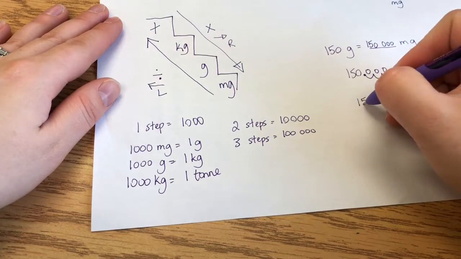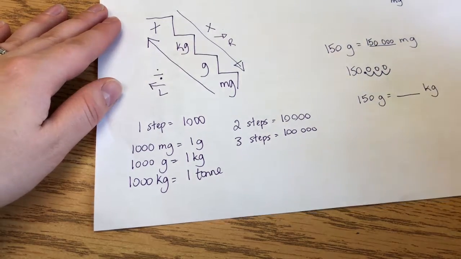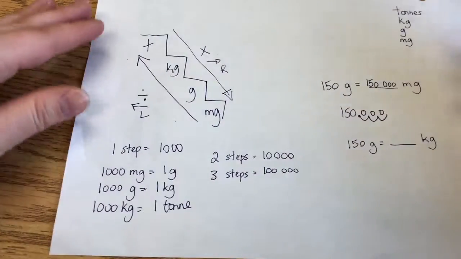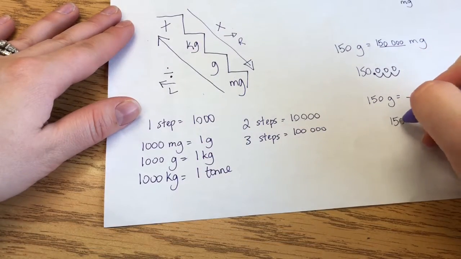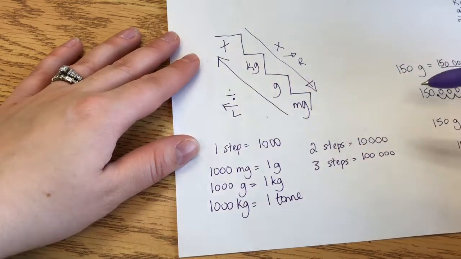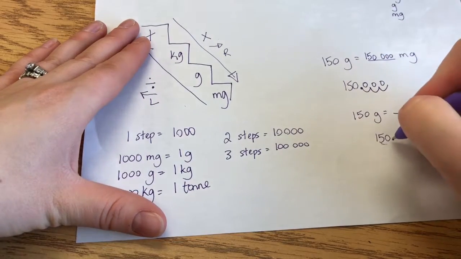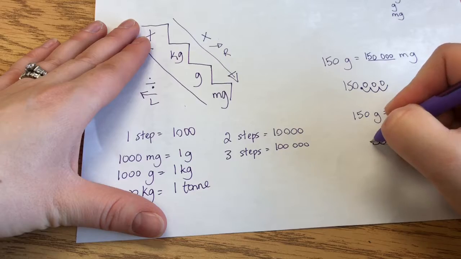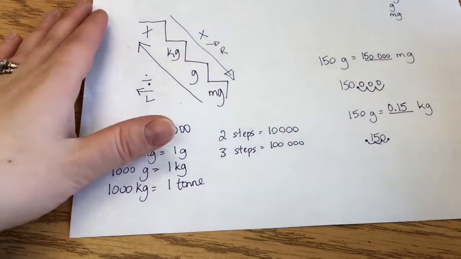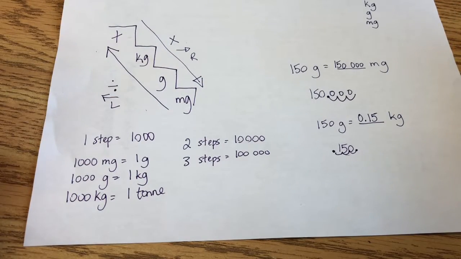Let's go the opposite way. Let's take 150 grams and let's convert it into kilograms. So now we are going up, so we're going to divide or slide our decimal to the left. So now we have our decimal place right here. 3 zeros, 1, 2, 3. So we're going to slide the decimal place 3 spots to the left. So it goes 1, 2, 3. Decimal place goes here. So 150 grams is 0.15 kilograms here. Okay.